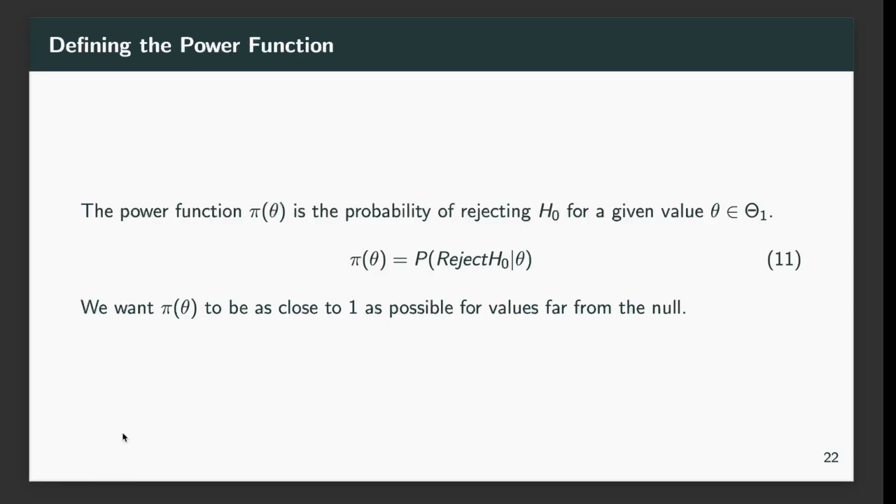What we want is for pi of theta to be as close to 1 as possible for the values of theta that are far from the null. Of course, what far means will depend on the practical context. For example, a 1 unit shift in mean might be big enough in one application, but it could be negligible in another. So power analysis requires us to think carefully about what constitutes a meaningful effect size.